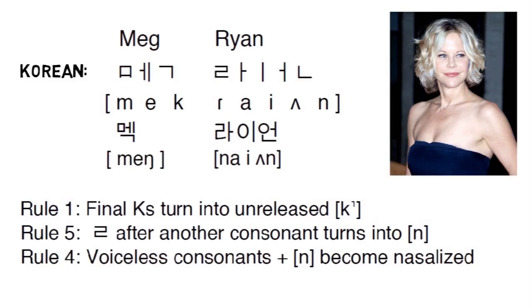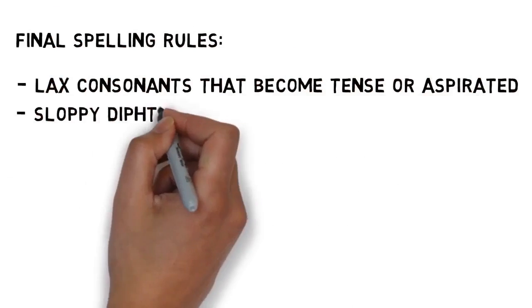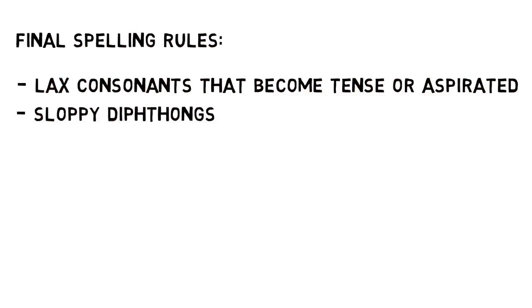Are we through with all of Korean's rules? Well, not entirely, but we've certainly covered the biggest and hardest ones by far. We'll group the remaining rules into 2 categories. First, ways that lax consonants can become tense or aspirated, and then ways to be kind of sloppy with diphthongs.